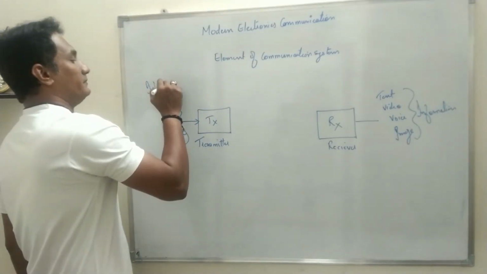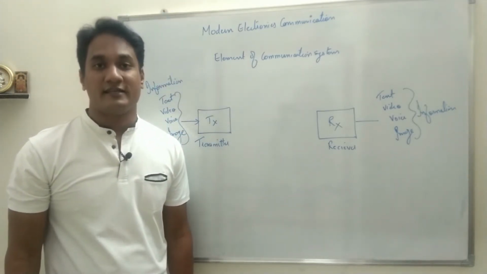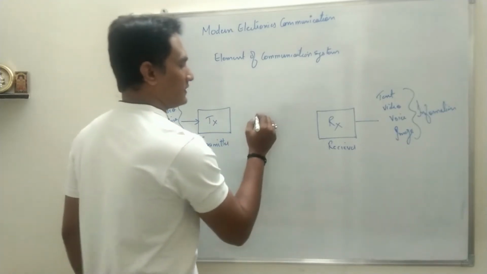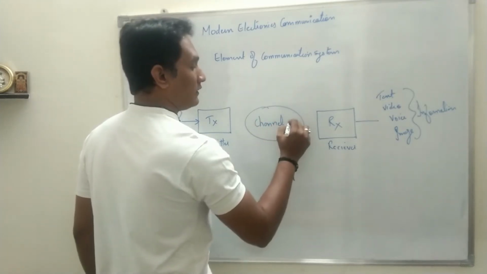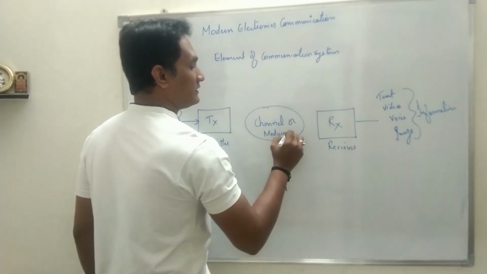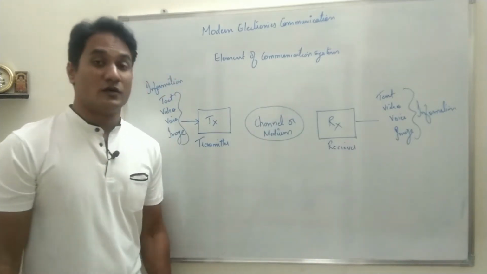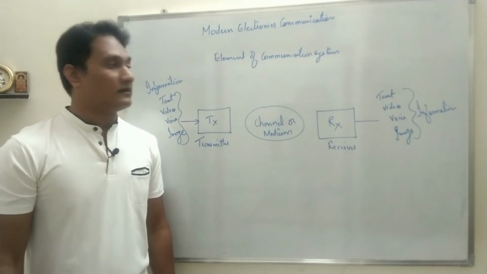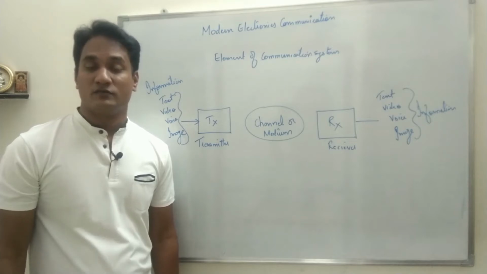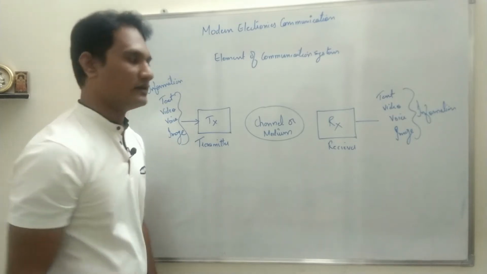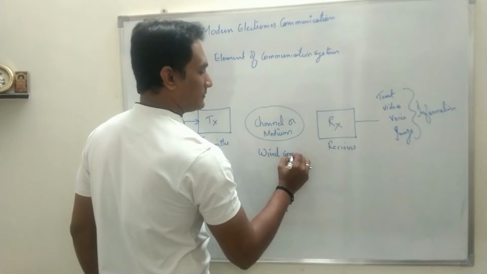This is information. Now the most important element of a communication system is the channel or the medium through which the information is transmitted. This channel or medium is the most important element in the elements of an electronic communication system. There are three mediums through which information is transferred. The first one is wired communication.